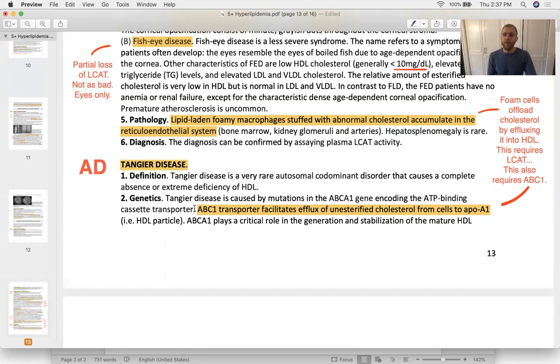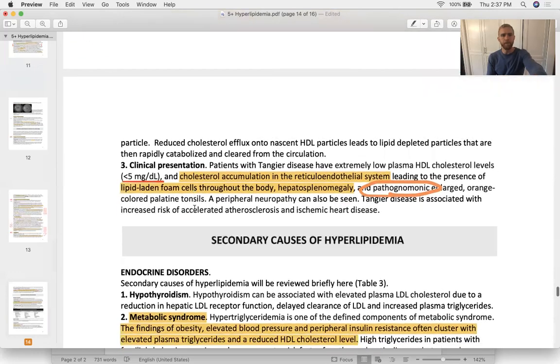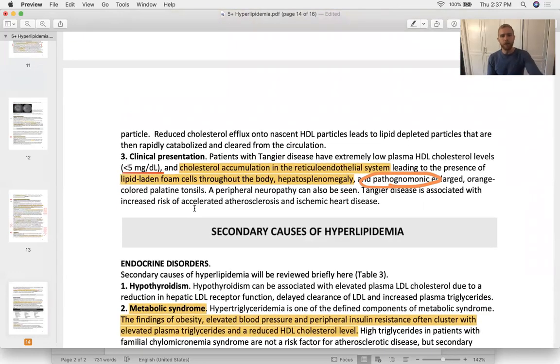And in order to give it to HDL, the macrophage has to pump it out of ABC1, and the HDL has to pull it in using LCAT. So both those enzymes are involved in the disposal of free cholesterol through macrophages to HDL, to the liver, and out your body. Tangier disease has pathognomonic orange palatine tonsils.